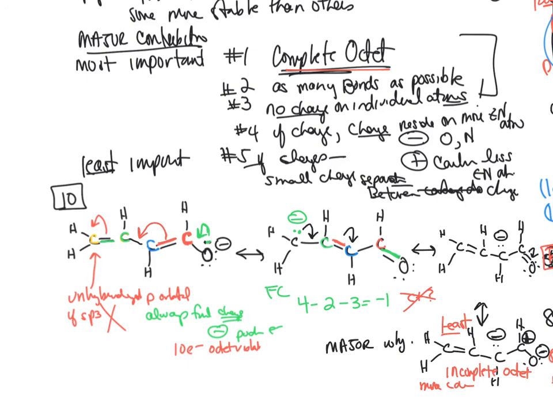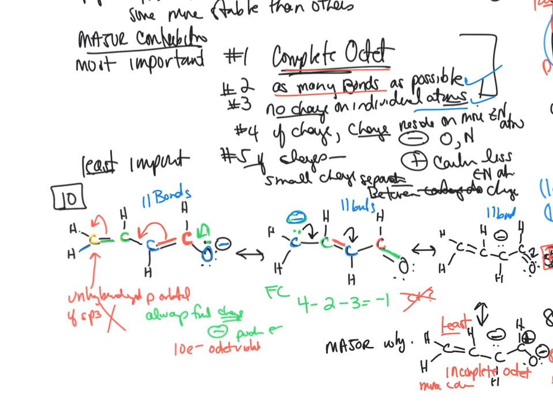Well, let's count bonds. 1, 2, 3, 4, 5, 6, 7, 8, 9, 10, 11. 11 bonds. Okay, go to the next one. 11 bonds. Go to the next one. 11 bonds. Okay, so that's fine. No charge on individual atoms. Well, here we do. We have the negative here on the oxygen, and we have the negative here on the carbon. And here we have the negative on the carbon.